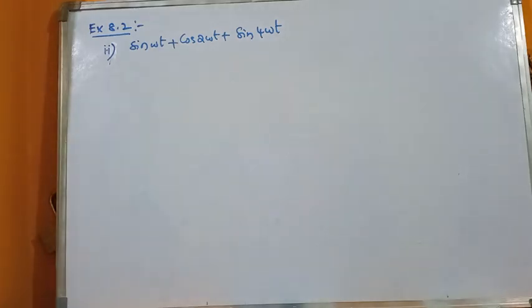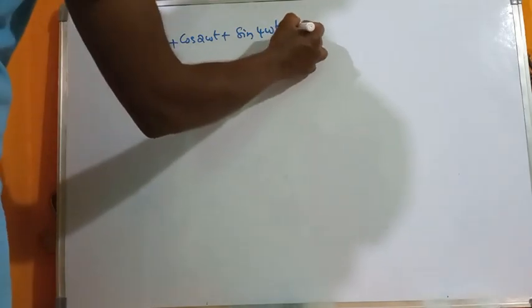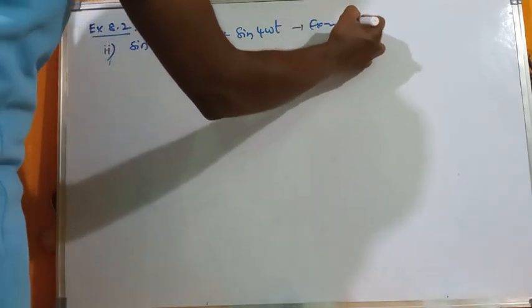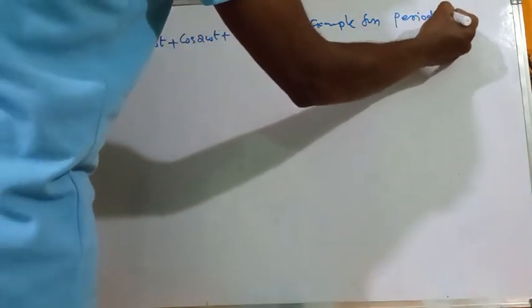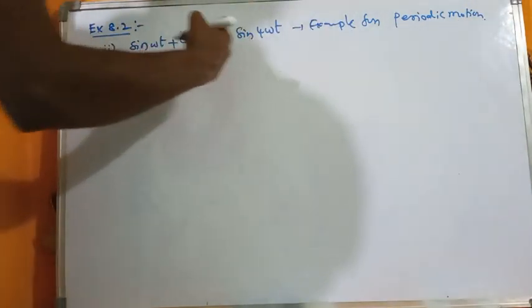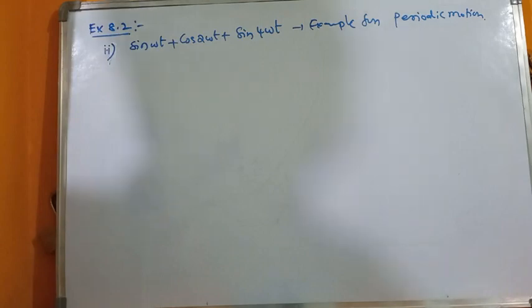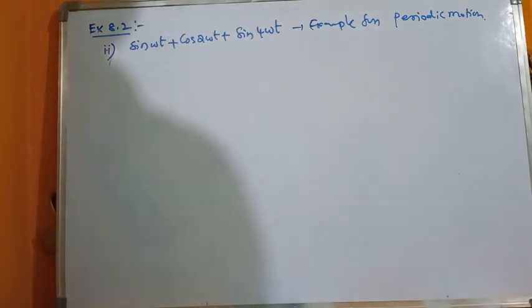Example 8.2. In that second question, that is sin omega t plus cos 2 omega t plus sin 4 omega t. It is also an example of periodic motion, because every sine and cos function is a periodic motion, but here every term is oscillating with different frequencies.